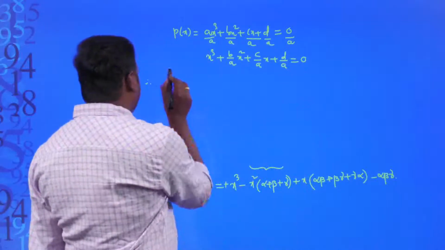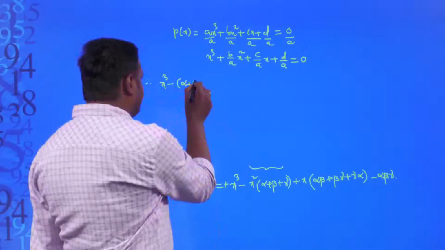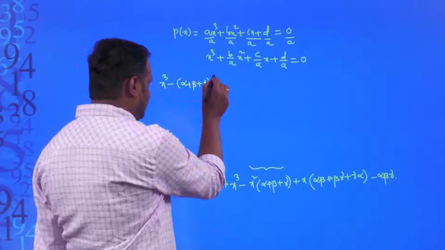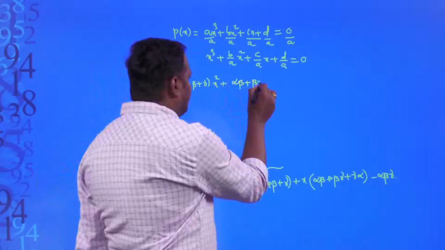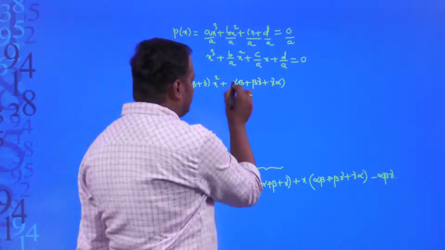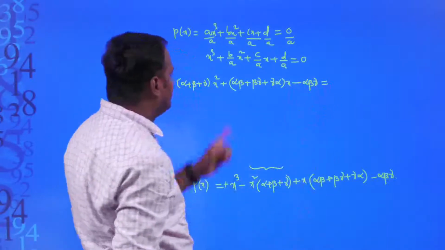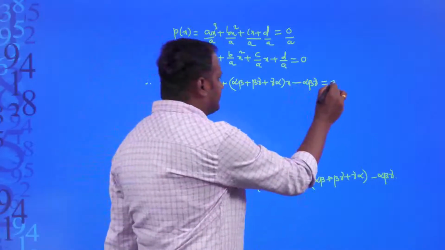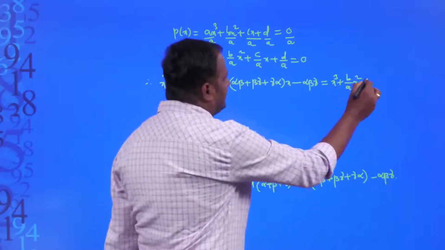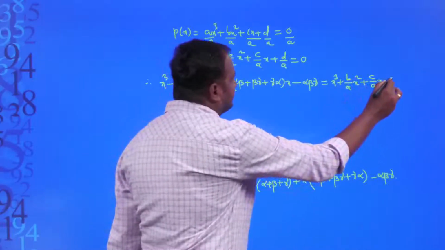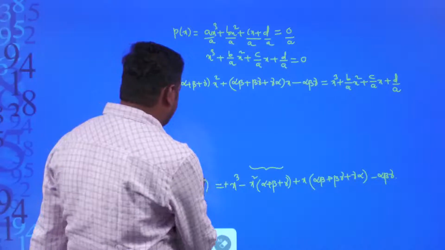Then it is going to be x cube minus (alpha plus beta plus gamma) into x square plus (alpha beta plus beta gamma plus gamma alpha) times x minus alpha beta gamma, which is equal to the standard form here, that is x cube plus b by a times x square plus c by a times x plus d divided by a. Okay. Now compare like terms. So what are like terms here?